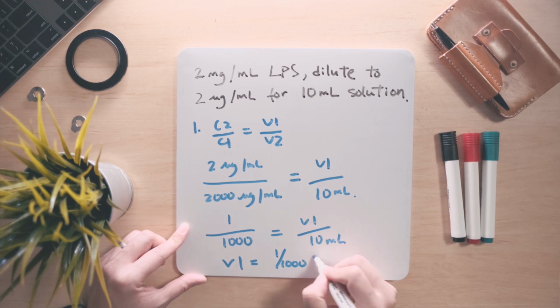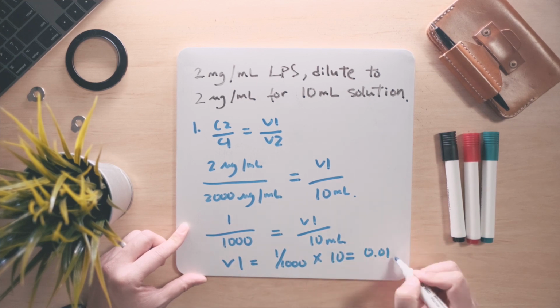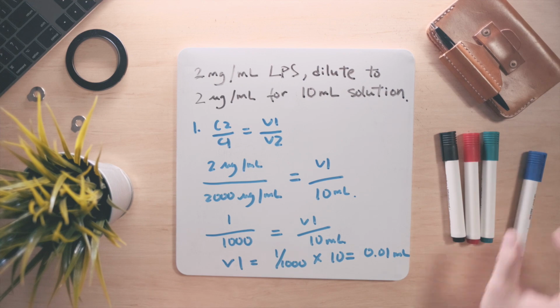Step 2. Multiply the dilution factor by the final volume you want. 1 in 1000 times the final volume of 10 milliliters equals 0.01 ml. This is how much stock you need to add into 10 ml.